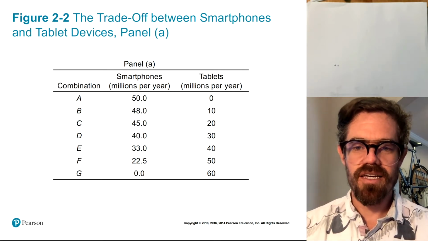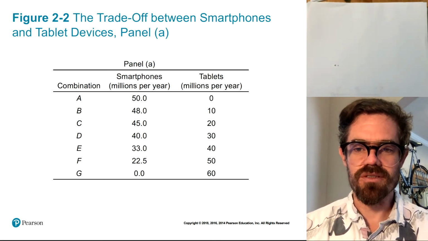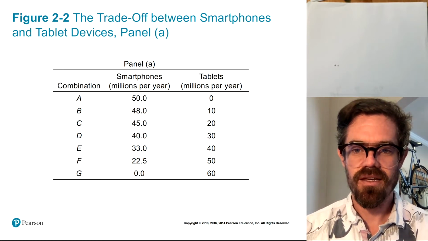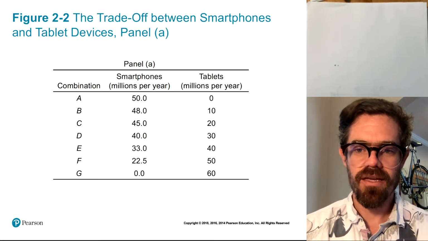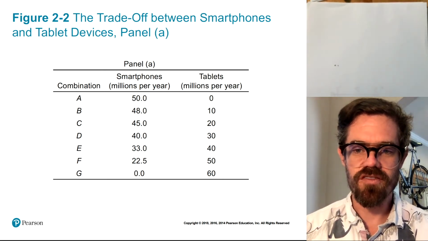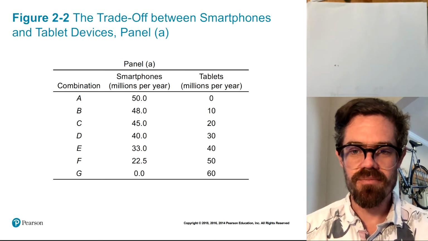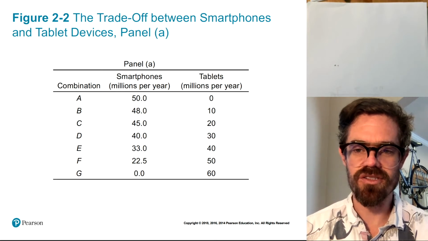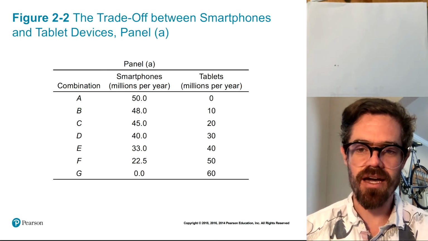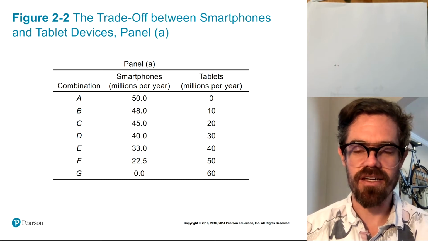All right, so here we've got a table of different possible combinations of the production of smartphones and tablets. And hopefully you can see the inverse relationship here, much like the grades PPC that we saw in the last video. If we use all of our resources to produce only smartphones, we can produce 50 million smartphones per year. But that means, of course, that we won't be able to produce any tablets. This would be akin to you spending all your time studying math, getting an A in math, but then getting an F in economics.